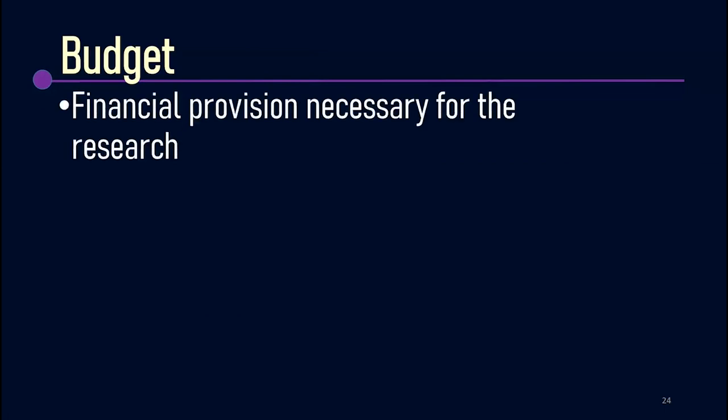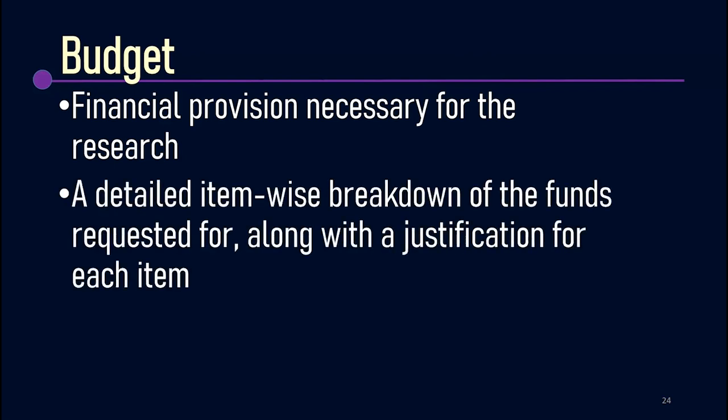Regarding the budget, we should describe the financial provision necessary for carrying out this research, and it should be a detailed item-wise breakdown of the funds requested, along with the justification for each item. And then we have to describe the source of funding, whether it is an industry sponsor or a government organization sponsor, especially while we apply for the ethical approval.